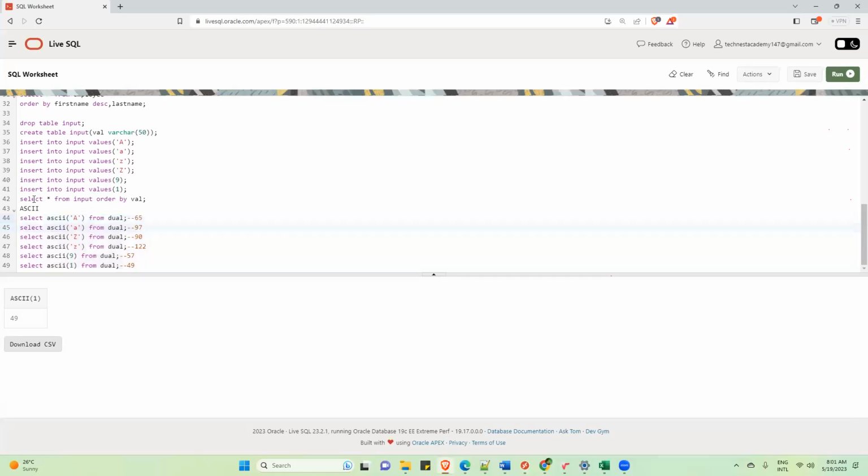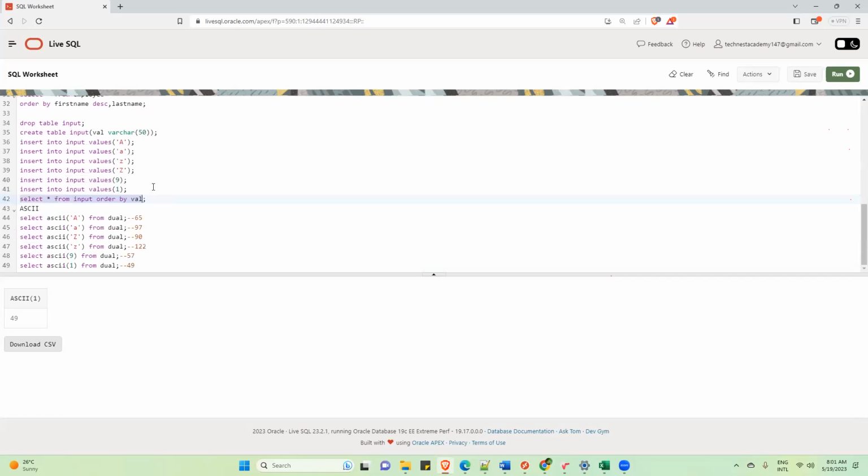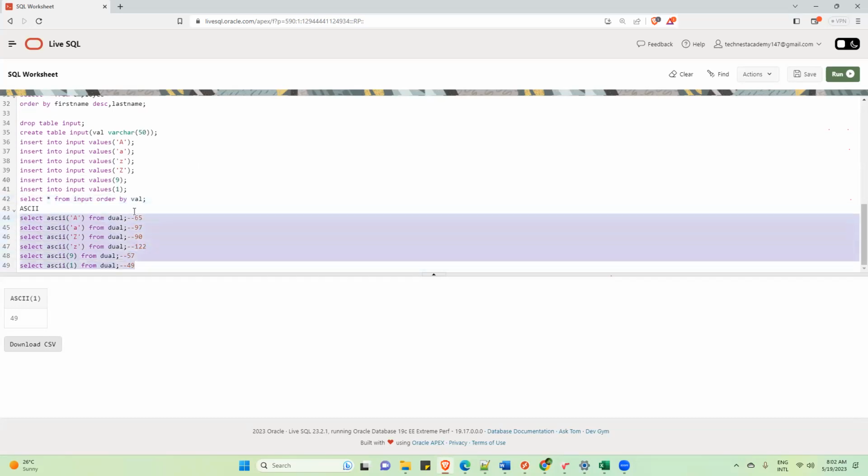So when you tell the SQL engine to sort the data based on the val column, or any other column, like I told you, first name and last name, what the engine does is first of all find the ASCII value of whatever data you have in the val column. Now this is the ASCII value, so now it will sort based on the ASCII.